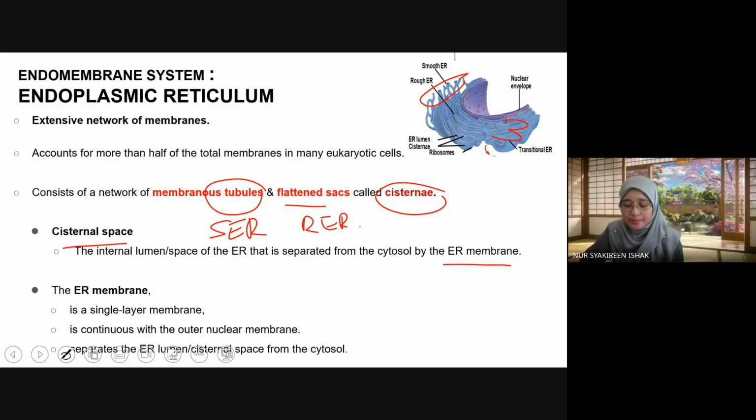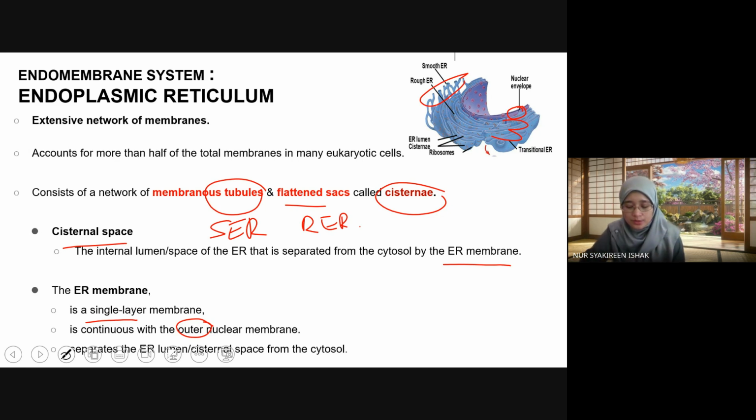The ER membrane is a single layer. It is continuous with the outer membrane of the nuclear envelope. If you look at the structure, you can see that the membrane of the rough ER is continuous with the outer membrane of the nuclear envelope, outer membrane only. The nuclear envelope has a double-layer membrane, so the outer membrane is directly connected to the membrane of the rough ER, and the membrane of the rough ER is directly connected to the membrane of the smooth ER.